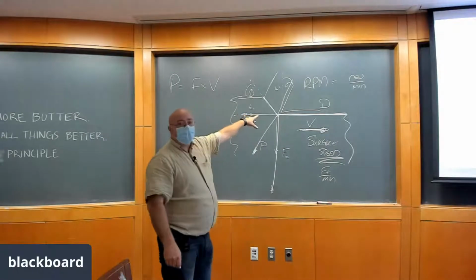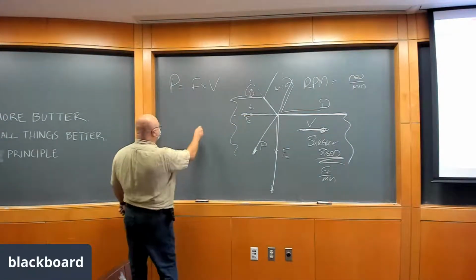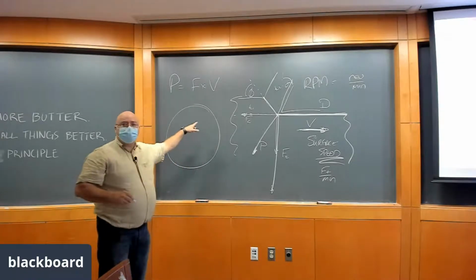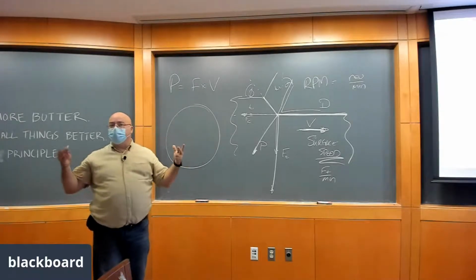So if we were to zoom out on this drawing, it might look something like this. We're looking at the end of the workpiece, if it was a turned operation, if we're looking at a lathe.